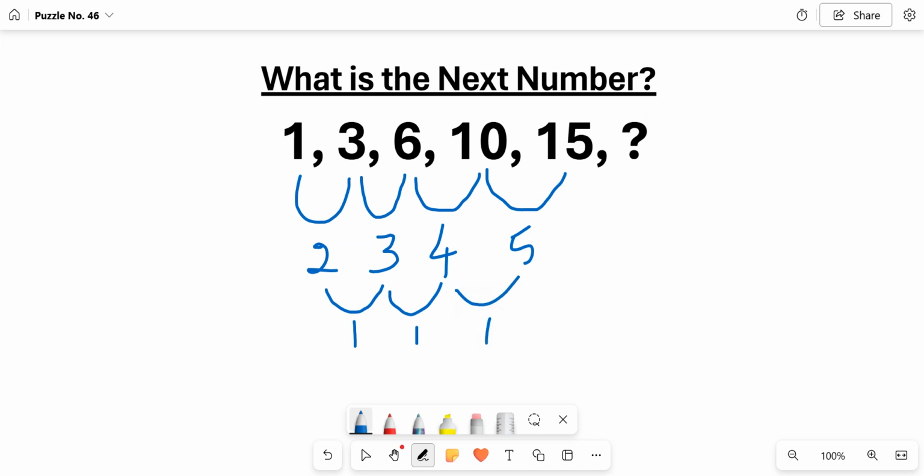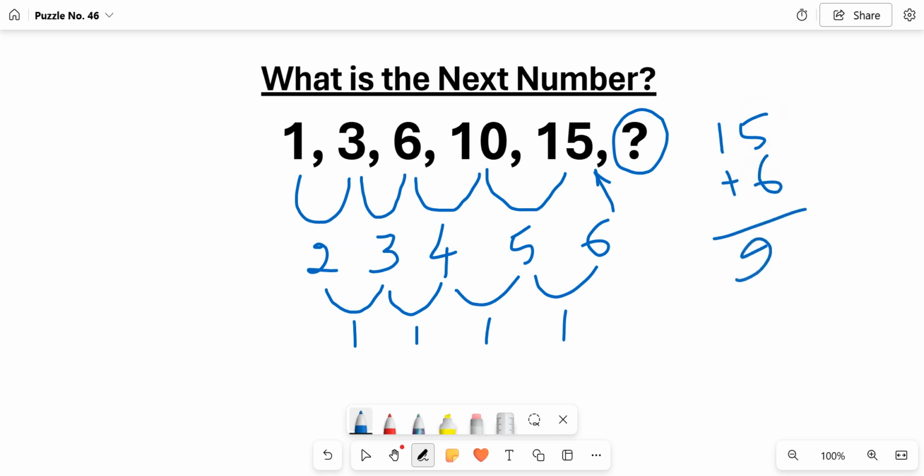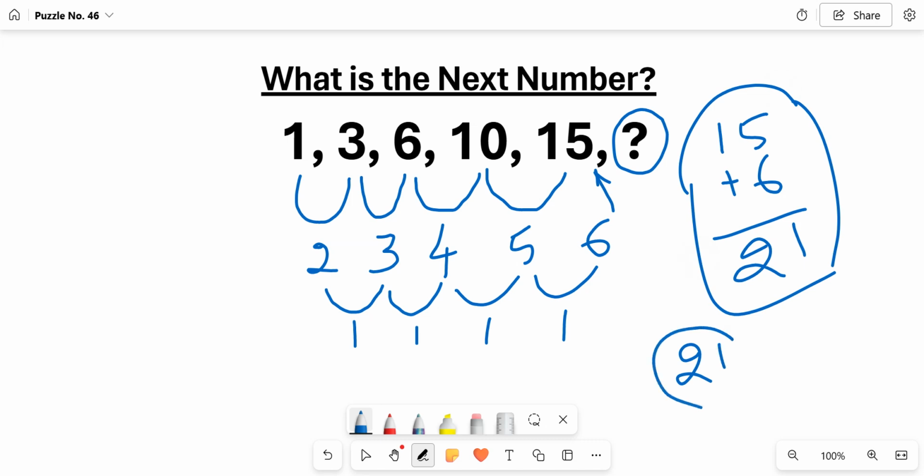So to find the number for this question mark, the next difference should be 6, because if I add 1 it is becoming 6. So 6 I need to add to this 15 so that I'll get the number in place of the question mark. Let us add 15 plus 6, so it will be 21. So 21 is the correct answer.